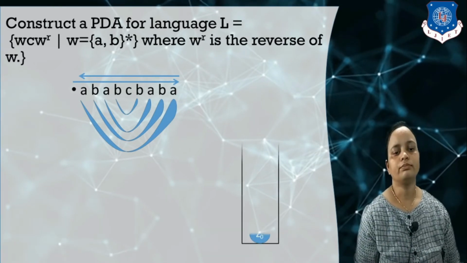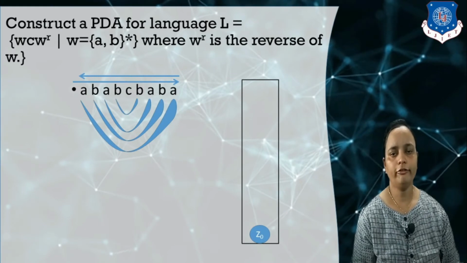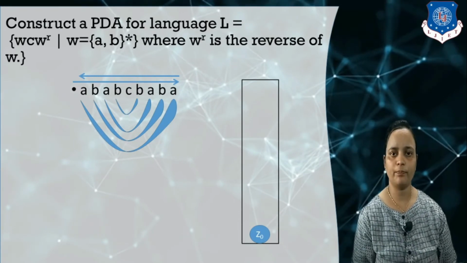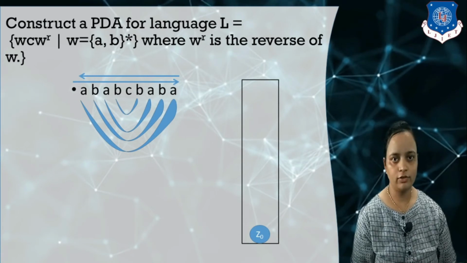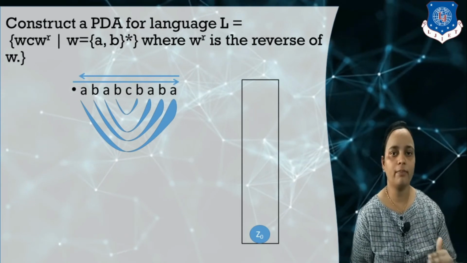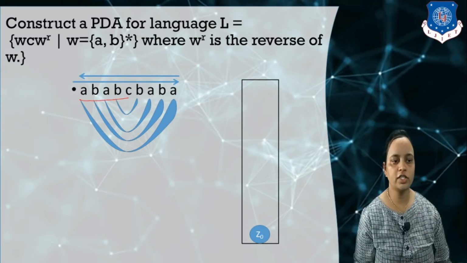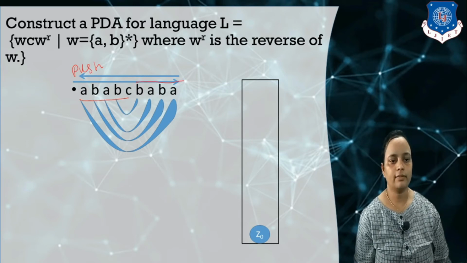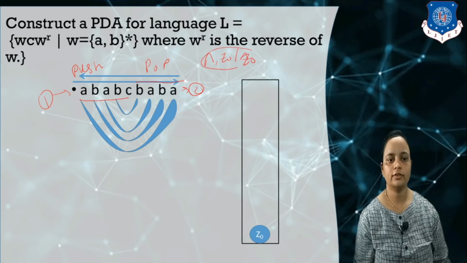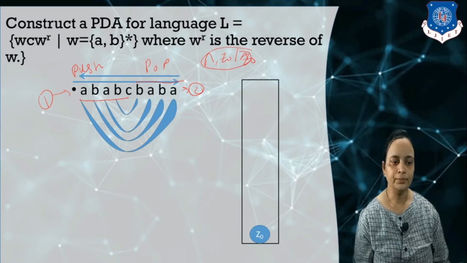Initially the stack contains Z0. Now the first input A is read, and for this symbol we perform a push operation. Remember, before C we perform a push operation, and after C, for the second term, we perform a pop operation. At the end of the string, if only Z0 remains, we have to accept it. This is how the transitions proceed.